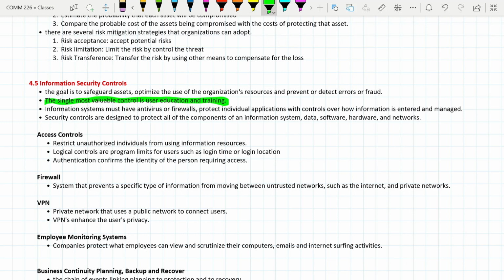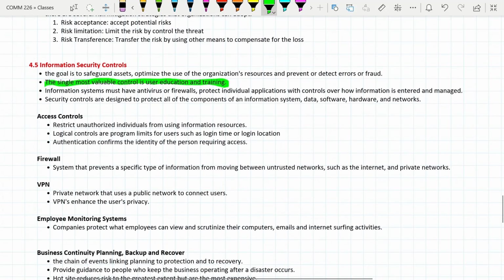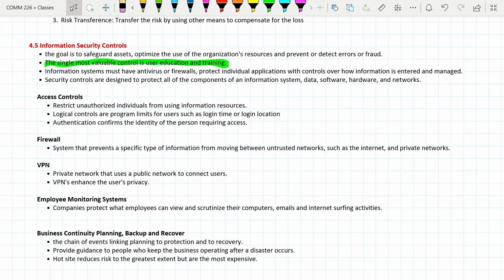Information systems must have antivirus software or firewalls, and protect individual applications with controls over how information is entered and managed. Security controls are designed to protect all of the components of an information system: data, software, hardware, and networks. So access control restricts unauthorized individuals from using information resources. Logical controls are program limits for users such as login time or login location. Authentication confirms the identity of the person requiring access.